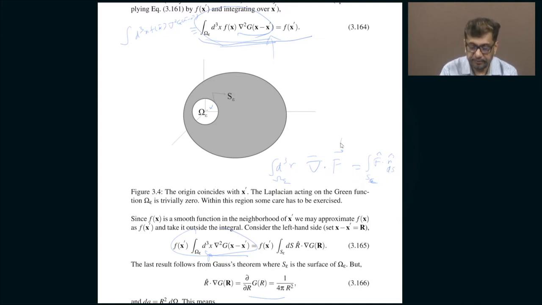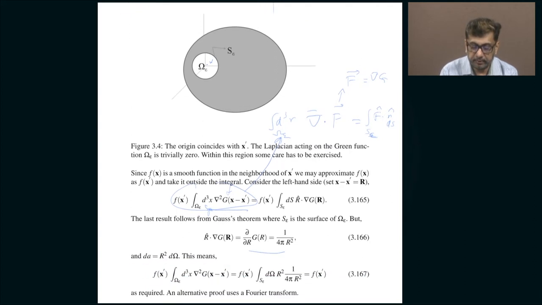So what is f? F itself is del of g, where g is your Green's function. So then it's del dot del g, that is del squared g, right? Imagine del of g is the vector f. Then this is nothing but the volume integral of the divergence of f, and from Gauss's theorem that is the surface integral of the normal component.